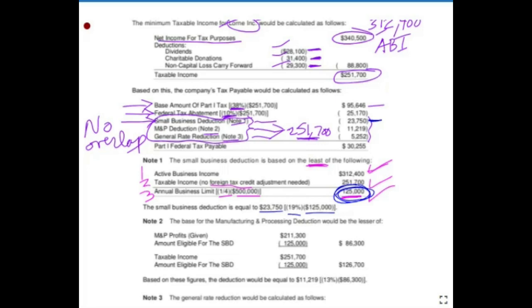Calculate the 3, pick the lowest, make sure you qualify, make sure you get the annual business limit correct, make sure that if there is or isn't a reduction, and how that's going to affect the overall calculation.